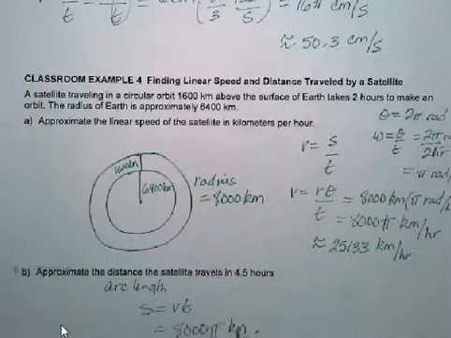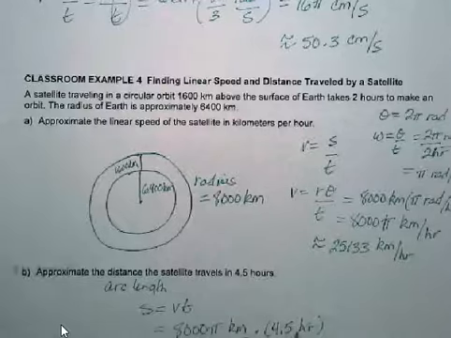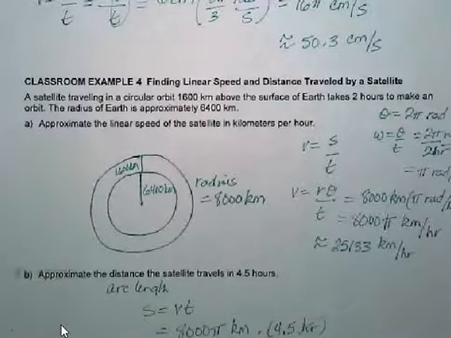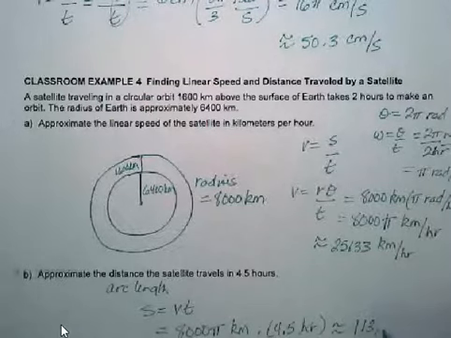We've got 8,000 pi kilometers per hour times 4.5 hours. Our hours are going to cancel, and then we can multiply these three together to get an approximation. That's going to give us 113,097 kilometers approximately.